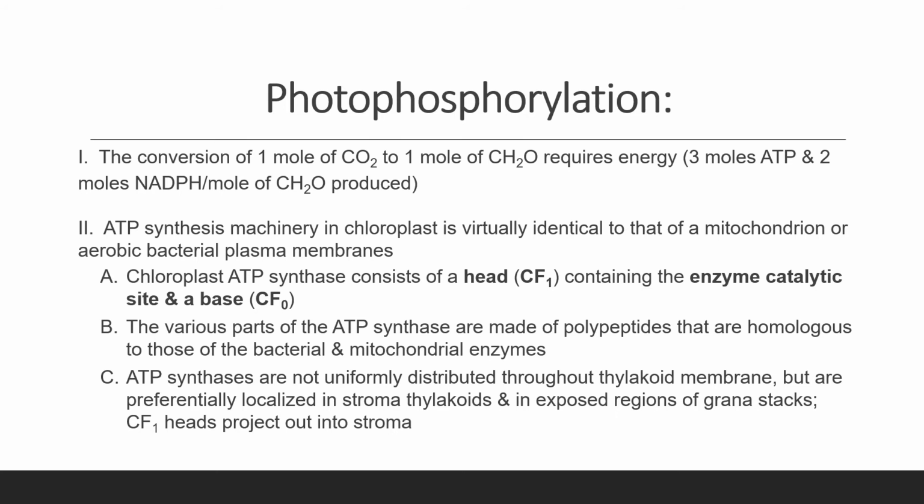The various parts of the ATP synthase are made of polypeptides that are homologous to those of the bacterial and mitochondrial enzymes. The ATP synthases are not uniformly distributed throughout the thylakoid membrane, but are preferentially localized in stroma thylakoids and in exposed regions of grana stacks. CF1 heads project out into the stroma, in keeping with the orientation of the proton gradient, which has its higher concentration within the thylakoid lumen.